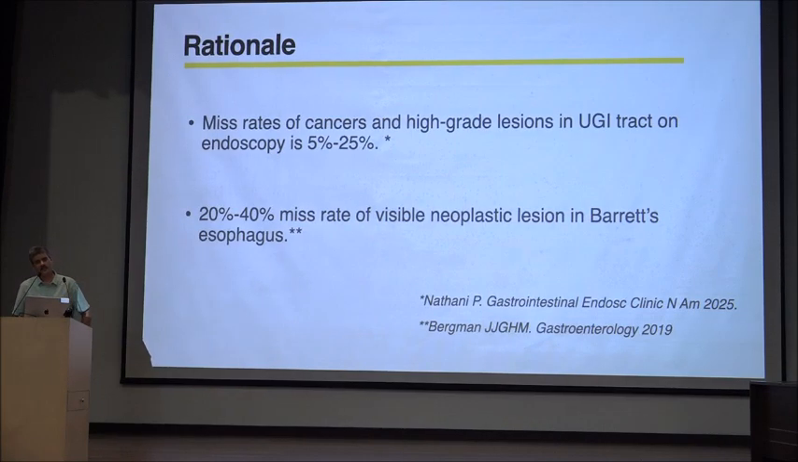The rationale is that in the upper GI, as all of you would have seen, the cancers are much more subtle, the dysplasias are much more subtle, and the miss rate the world over is 5 to 25% in the esophagus and the stomach. And when we talk of Barrett's neoplasia, it is even more difficult because most of these are 2A or 2B lesions, Paris classification, with a 20 to 40% miss rate of visible neoplastic lesion. Hence the Seattle protocol, which tells you that you must take random biopsies to pick up invisible dysplasia. But for me, nothing is invisible with the current era of technology.